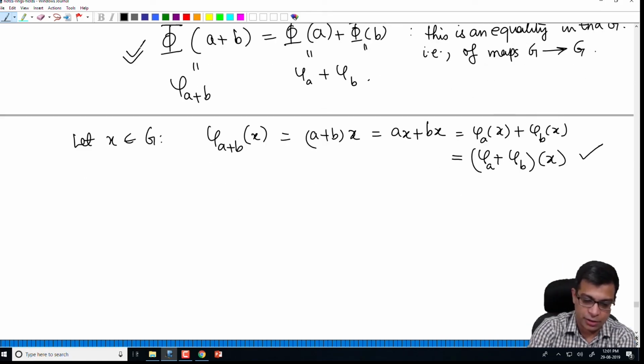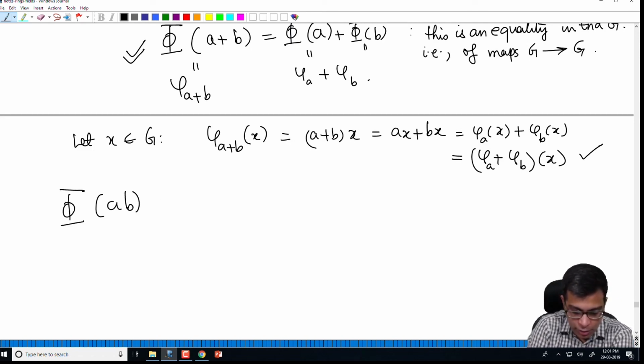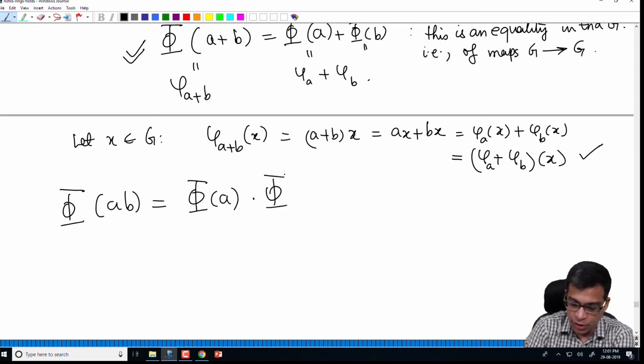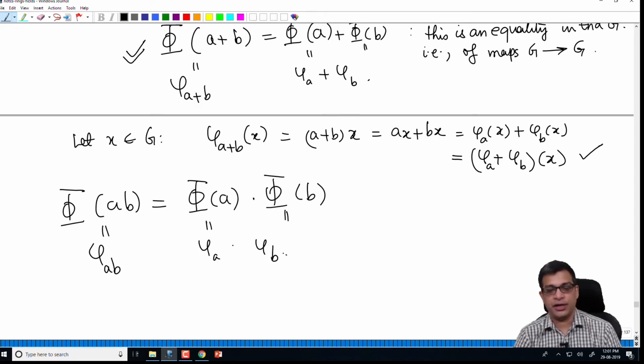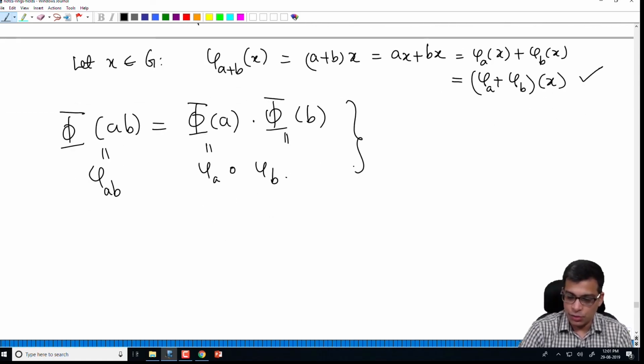So this is checked. Now finally, we have to check that phi of AB is equal to phi of A times phi of B. So what is this? This is small phi sub AB, this is small phi sub A, this is small phi sub B, and what is the product in End G? This is actually composition. We want to check this. So the third condition is this.